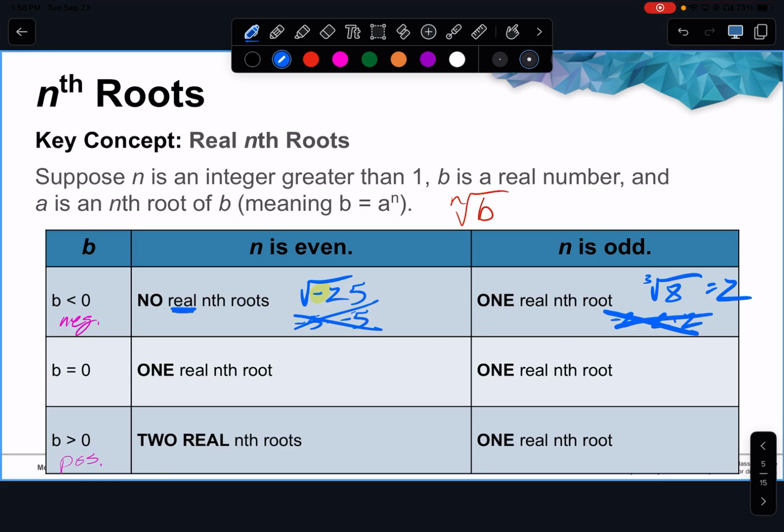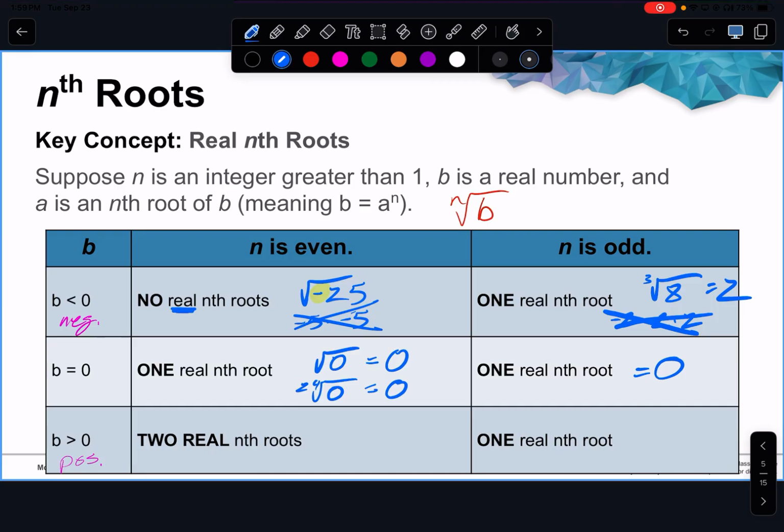If b is 0, that means there's one nth root. Well, what's the square root of 0? What times itself gives 0? 0, right? Even if we put a 24 right here, the 24th root of 0, if I string 24 zeros together and multiply them, what am I going to get? 0. That's the only answer. It's always going to be 0. It's the same thing for this one. So if the number inside your radical is 0, you only have that solution.